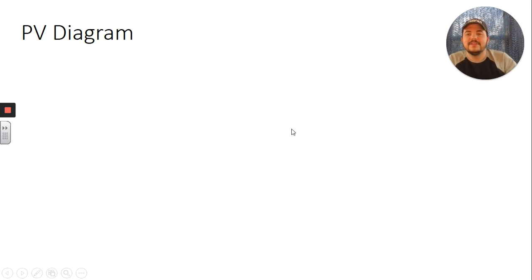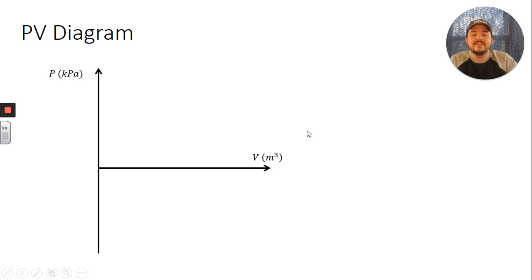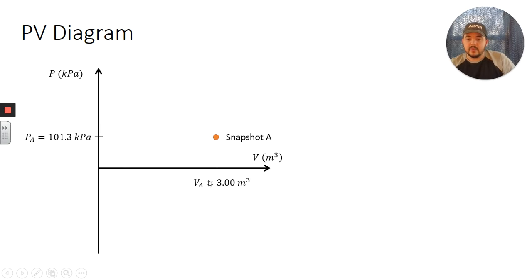Let's draw our PV diagram. PV diagram means graph pressure on the vertical axis versus volume on the horizontal axis. I'll use kilopascals for my pressure unit and cubic meters for my volume unit. State A, snapshot A. That was at the point where the volume was 3 cubic meters and the pressure was 101.3 kilopascals. So that's the point for this state.